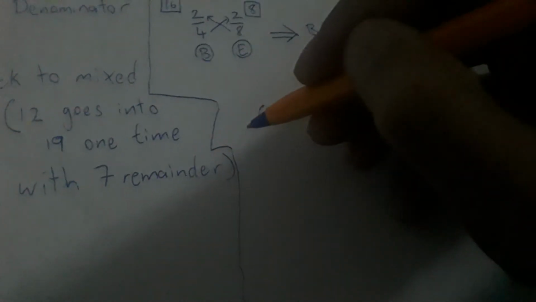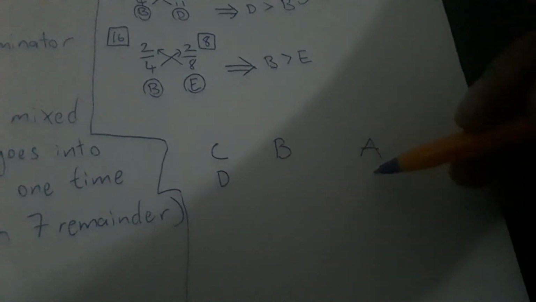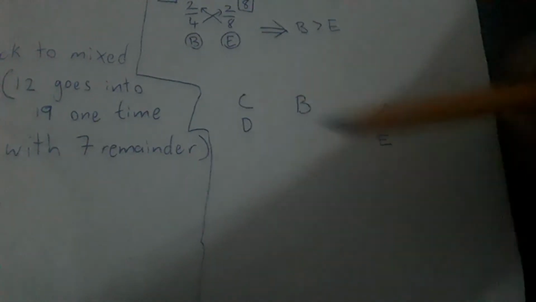Now I know D is bigger than B, but we don't know how much bigger than B it is. We just know it's on this side because it's bigger, but C is also bigger, and we don't know which one is bigger, so I'm just going to write it here below C. D is bigger than E, and we know that B is bigger than E. E is going to be somewhere on this side, but we don't know how it compares to A. So we're just going to write it there. Now we have the general idea. The only problem is C and D, and A and E.